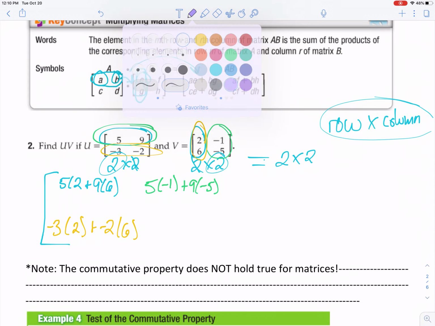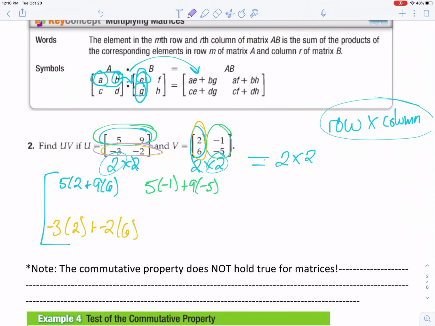Alright, last but not least, second row, second column means it should go in the second row, second column location, so that's where I get to write the answer. And that's going to be -3 times -1 plus -2 times -5. And basically now just simplify until you have a final answer. So that should be a parentheses there.